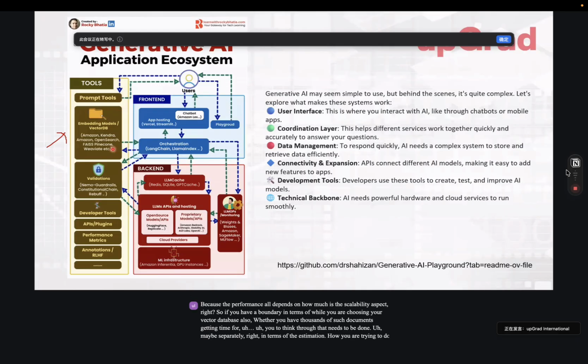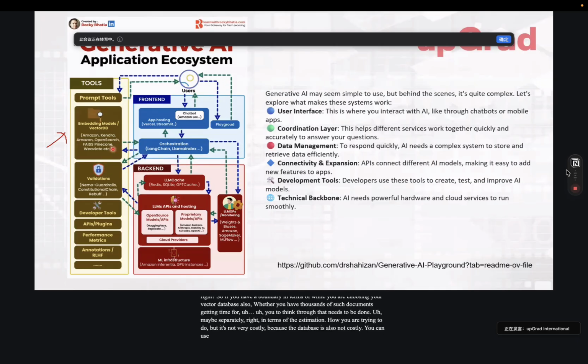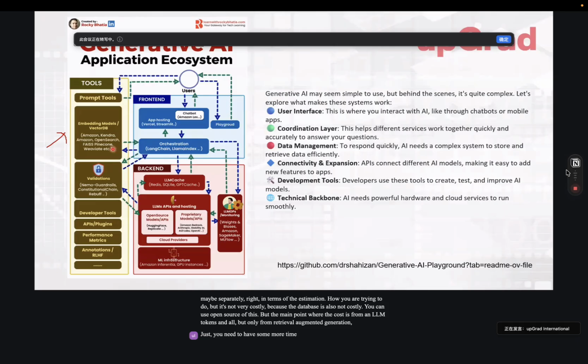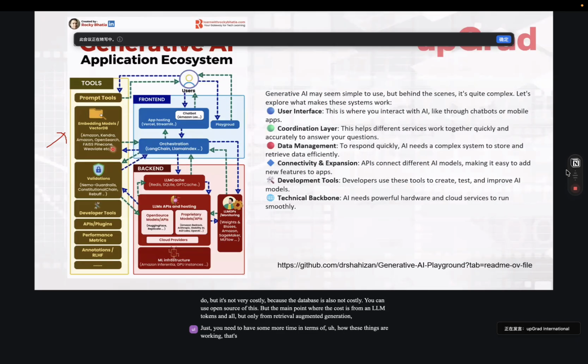But it's not very costly because the database is also not costly. You can use open source for this. The main point where the cost comes from is the LLM tokens and all. But for retrieval augmented generation, you just need to spend some more time understanding how these things are working. That's where the real crux is. Let me take a pause.